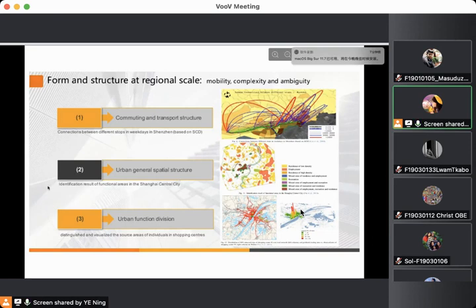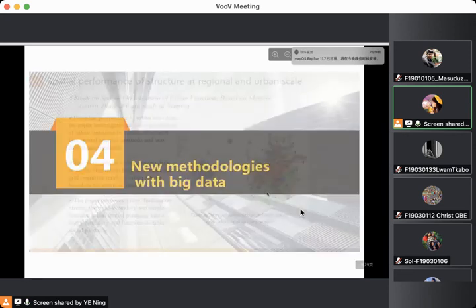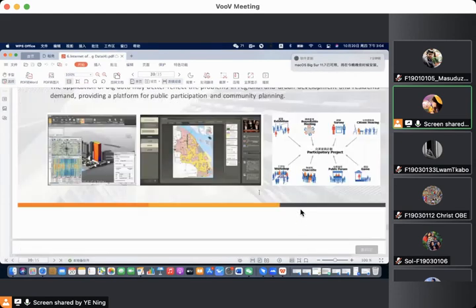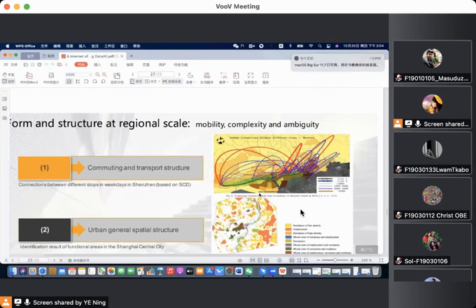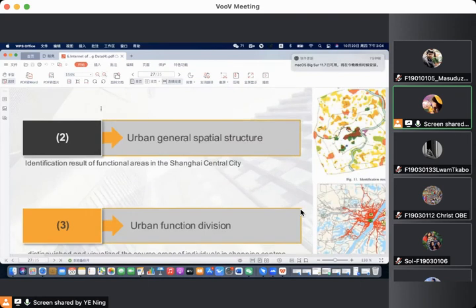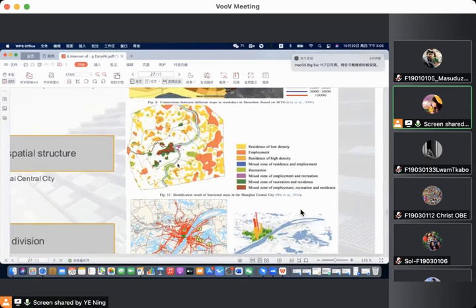Urban structures. This comes from the identification results. Areas in Shanghai, the central city, in different colors. I will quit this display and enlarge our screen. Okay, just a moment. Like this one. I will enlarge here. Okay, it's too large.